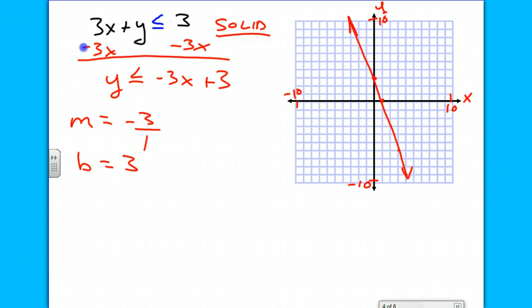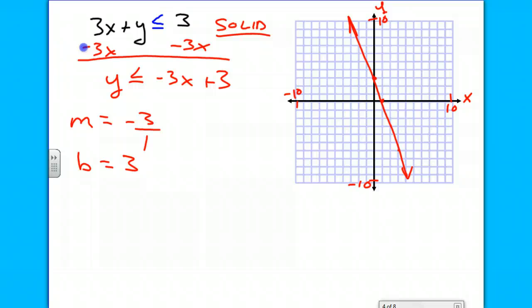And now the final step is determining which side to shade. So what point would you like to test? Do you want to test 0, 0? It is the easiest point to test. Is 0, 0 on the line? No. So could we use it? Yes. So why not use it?